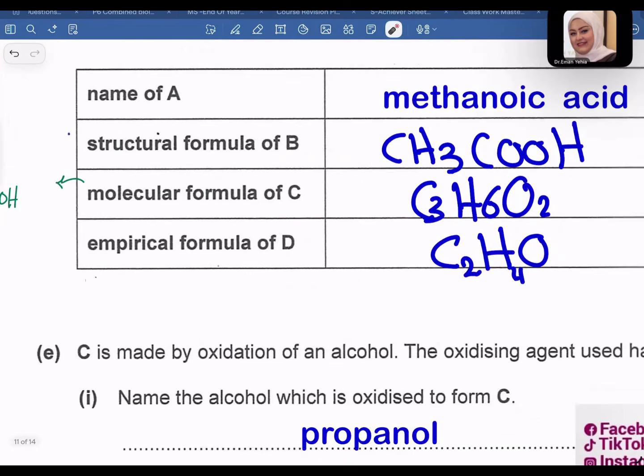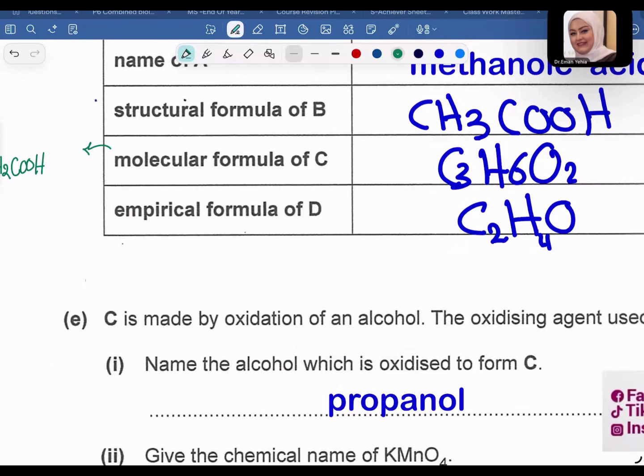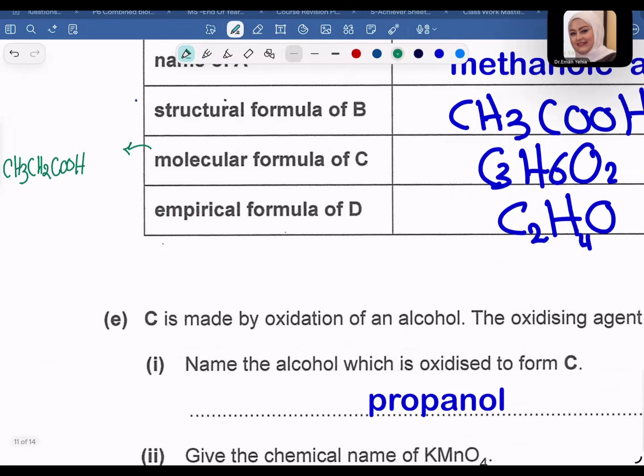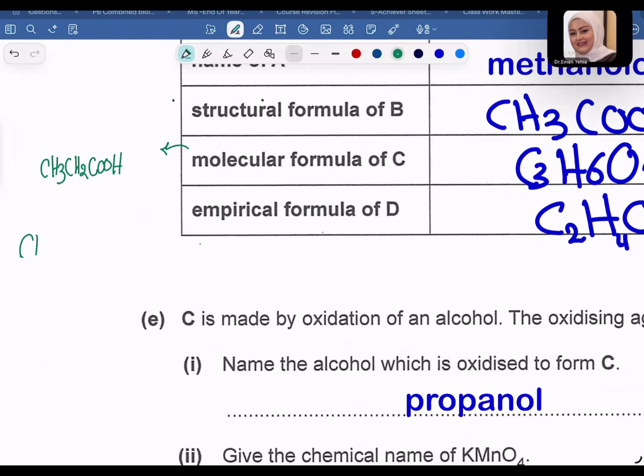Formula of D. So total, how many C's? The butanoic acid is CH3, CH2, CH2, COOH. And calculate all the C's, all the H and all the O's. So it's going to be C4H8O2. Divided by 2, it will be C2H4O.